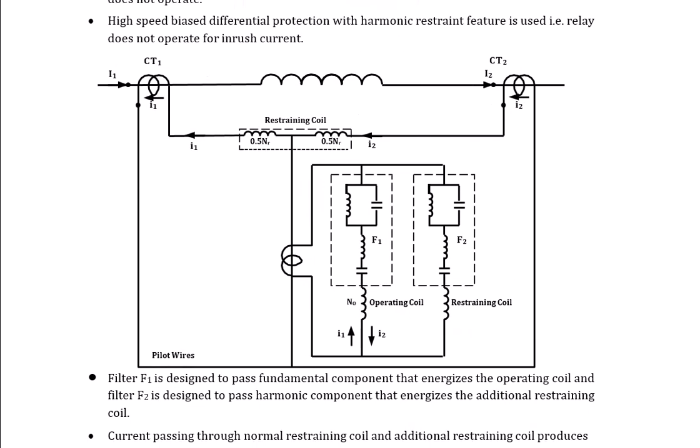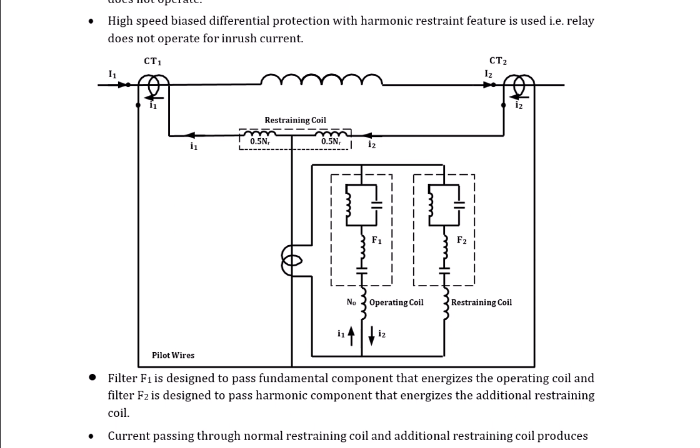You can see this arrangement. Here we have CT1, here we have CT2, and we provide the inrush current to the restraining coil, and here we have another CT, and this is a pilot wire, this is an operating coil, and this is a restraining coil. So we provide the current to both the restraining and operating coils, so that we achieve our goal.